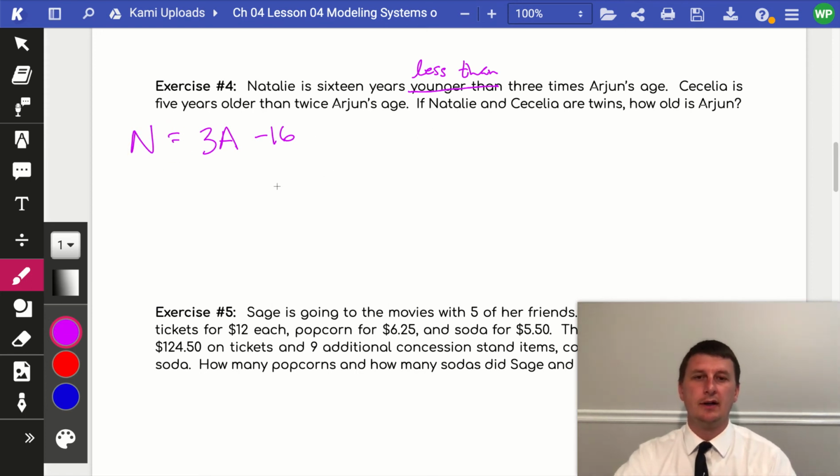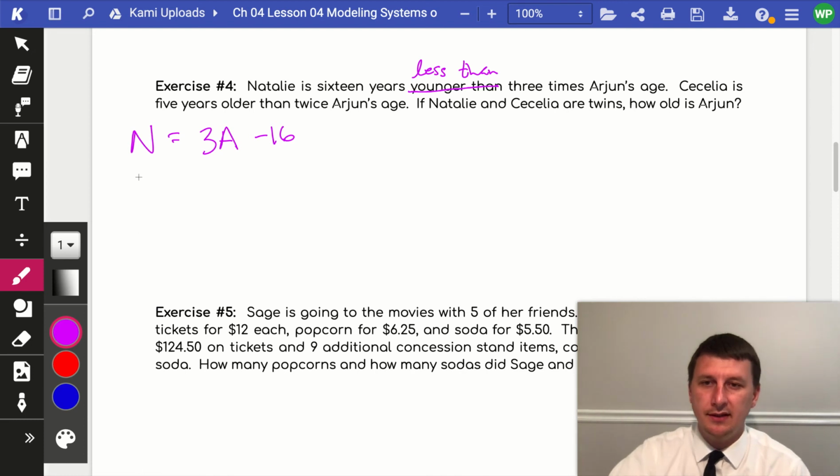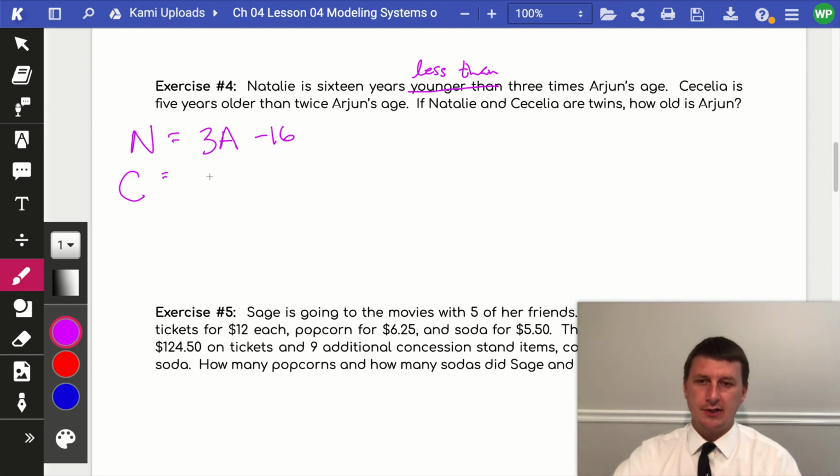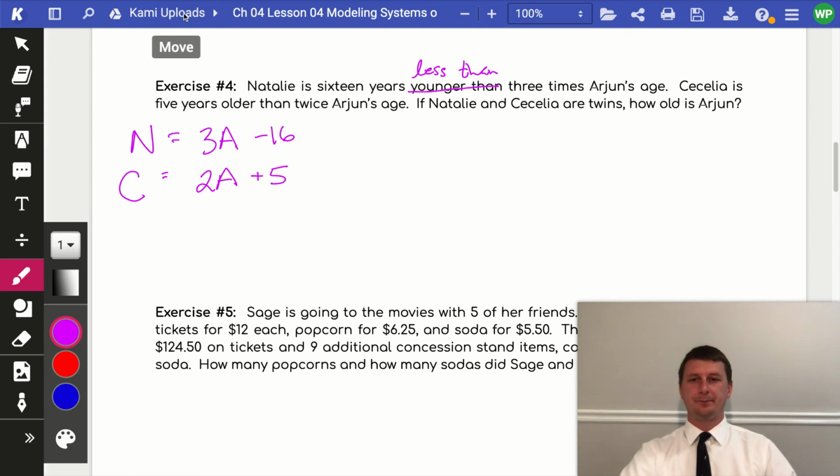Good so far. But now we know something about Cecilia. Cecilia is 5 years older than twice Arjun's age. So representing twice Arjun's age, we're going to have 2 times Arjun's age, and 5 years older than that, we'll add 5 to that. So those are our two equations that represent Natalie's age in terms of Arjun's and Cecilia's age in terms of Arjun's as well.